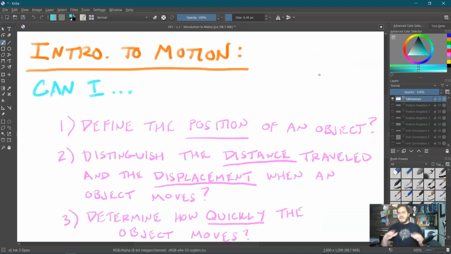All right, some final takeaways for this video, which you can really just consider to be the introduction to motion. At this point, can you define the position of an object using an origin and a direction? Can you distinguish between the distance an object travels and its displacement? And can you also determine how quickly it's moving, specifically with either speed or velocity? I would add one more on here. Specifically, can you also complete unit conversions? But we'll also practice that a little bit more in class.